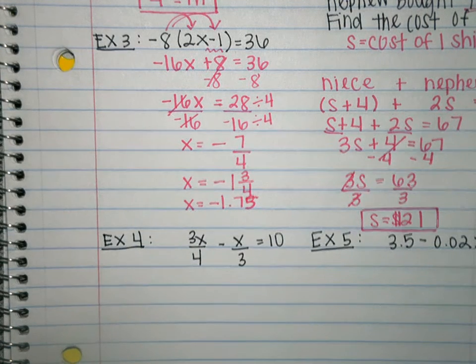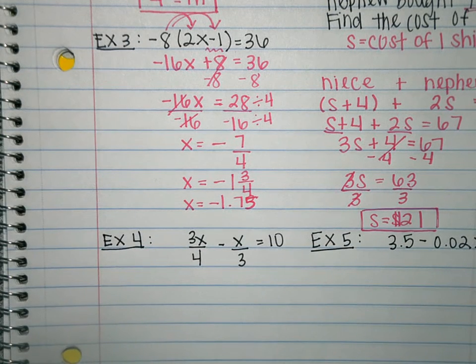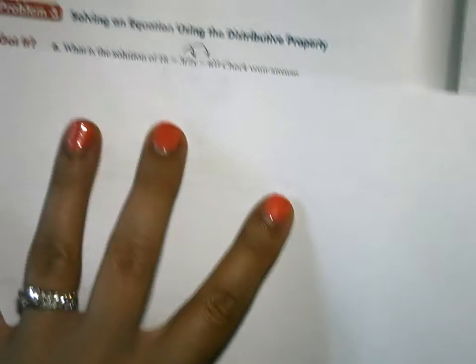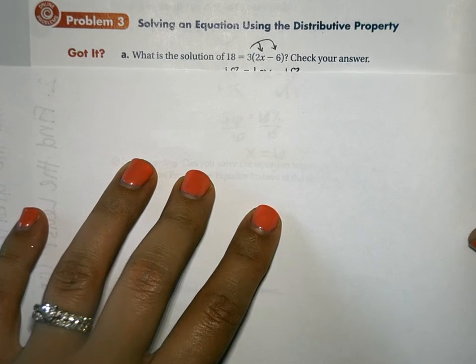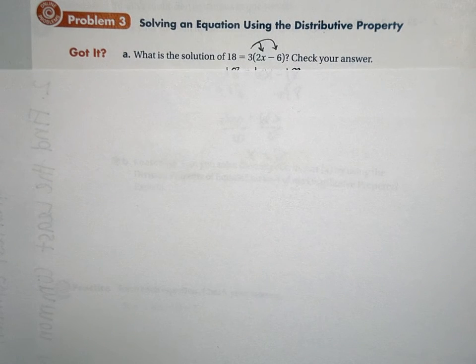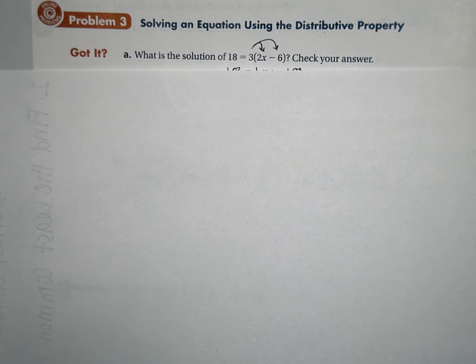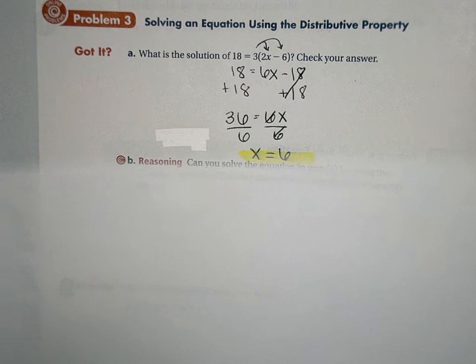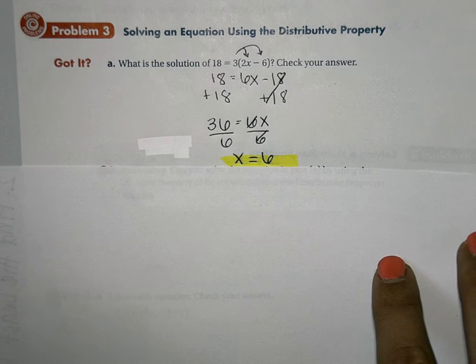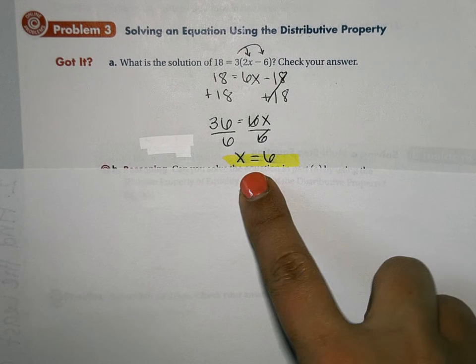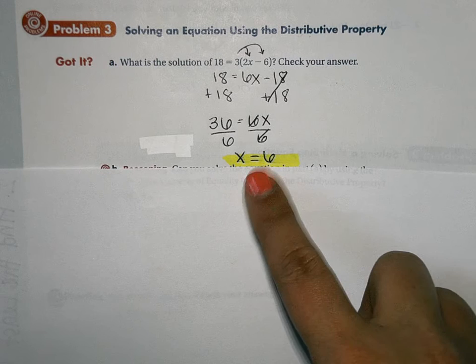So then let's do problem number 3. Just do part A for me. So in your textbook, do part A for number 3. So in problem 3, you distribute the 3, and then you can use inverse operations to solve, and you should have gotten an answer of x equals 6.